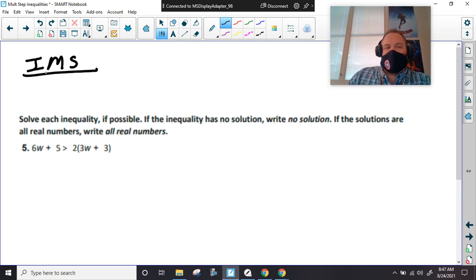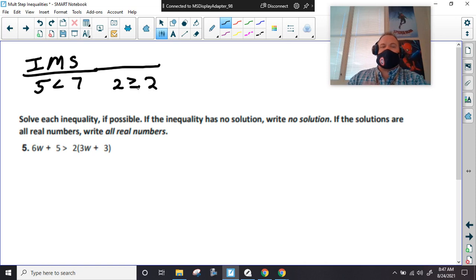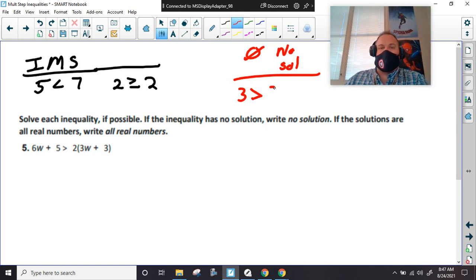So when it's infinitely many solutions, you'll get something like 5 is less than 7, or 2 is greater than or equal to 2, because the trick thing is that equal to. That little line actually means something. Where we get no solution is when we get a false statement like 3 is greater than 8.